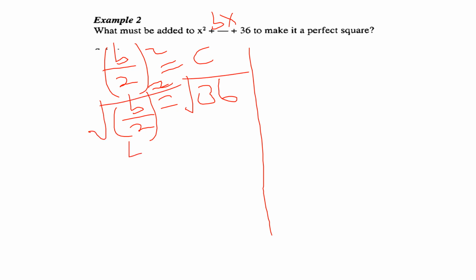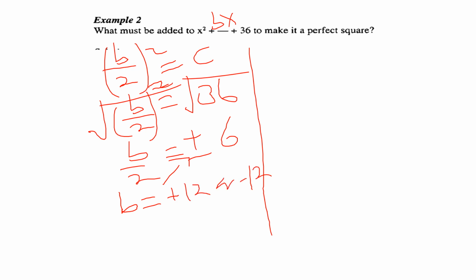So that we have b divided by 2 is equivalent to plus or minus 6, and then we can take this to the other side, so we have b equal to either plus 12 or minus 12. So I can either have 12x or negative 12x, like that. So that is one way that you can approach such a question.